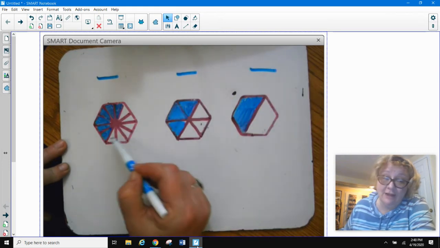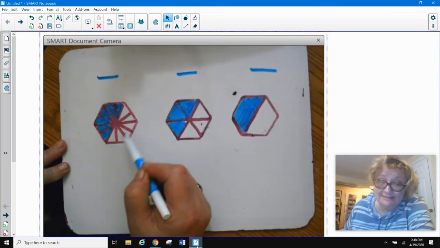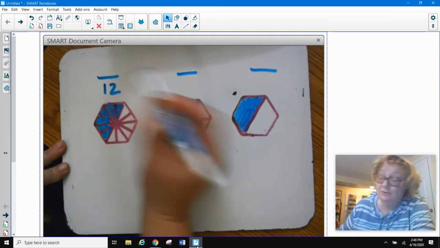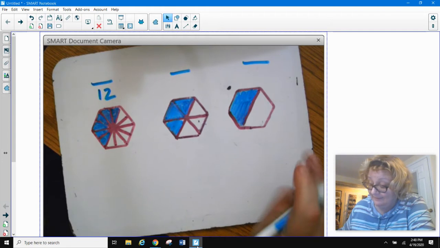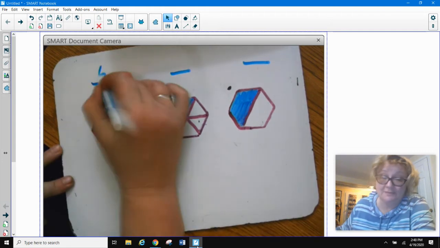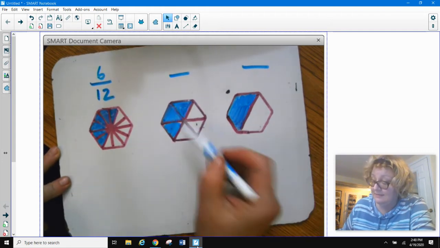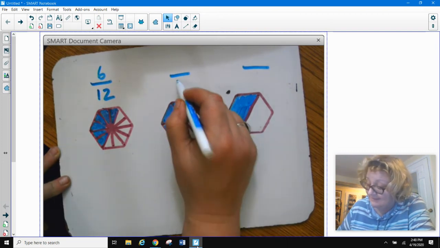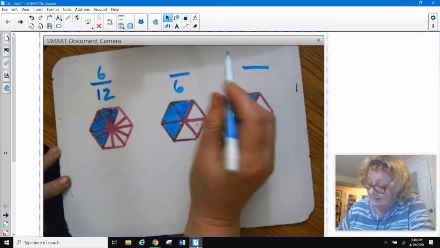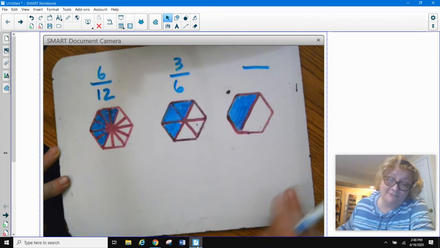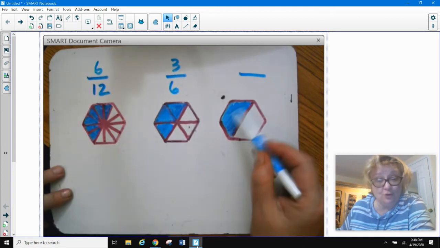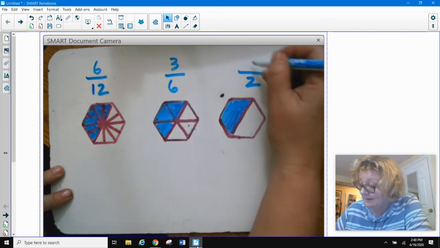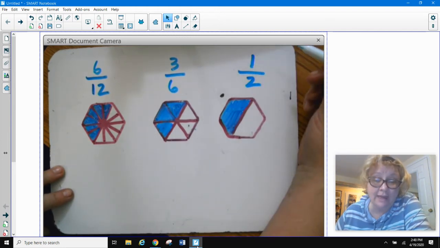My denominator, I find it by counting my total pieces. I have a total of 12 here. My numerator is how many pieces are shaded in, and I have a total of 6. So we have 6 out of 12. On this one, my denominator, how many pieces do I have? I have 6, and I've shaded in 3. And then my final one, I have 2 total pieces, so that's my denominator, and I've shaded in 1. So my numerator is going to be 1, okay?